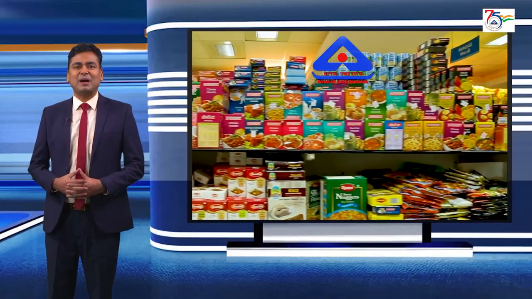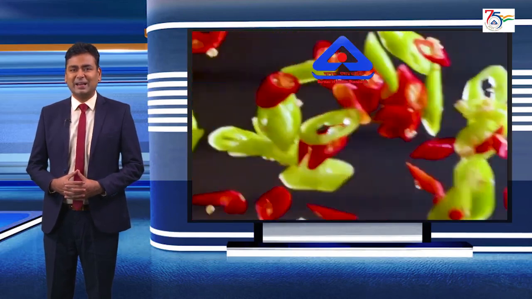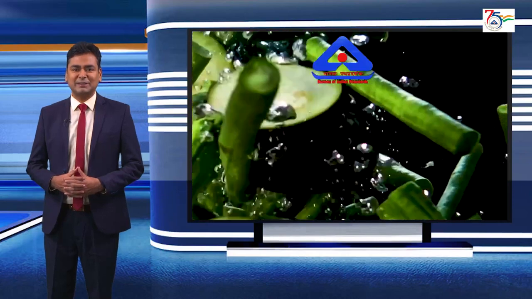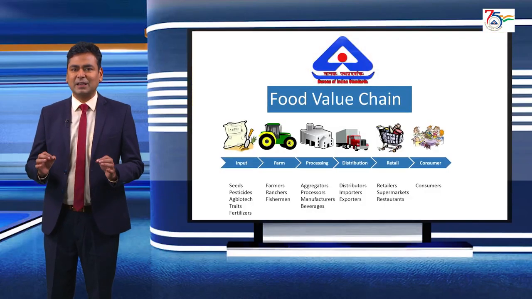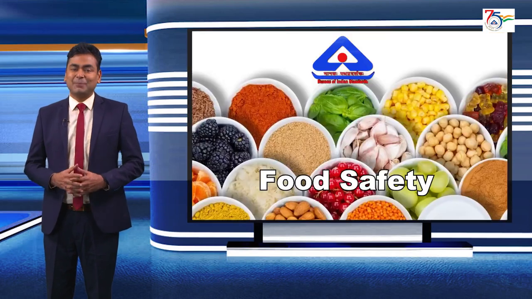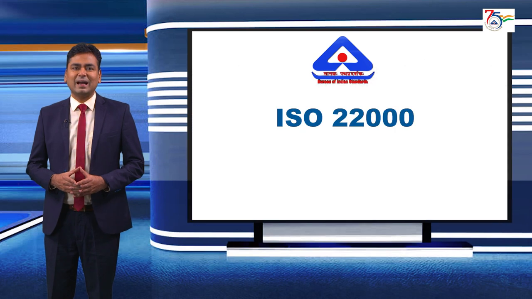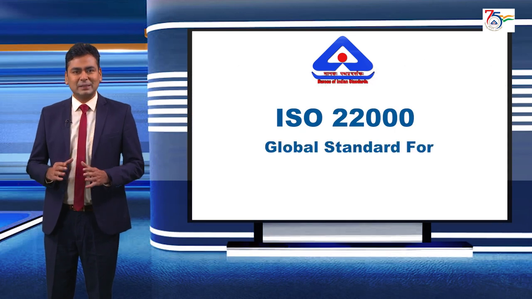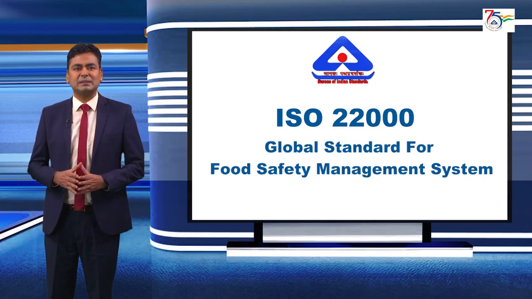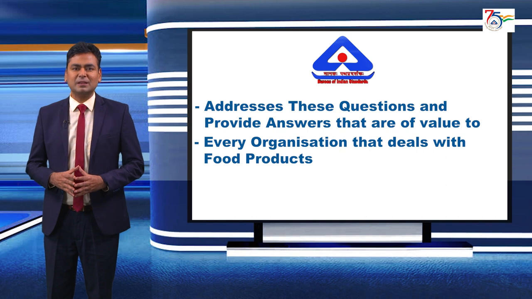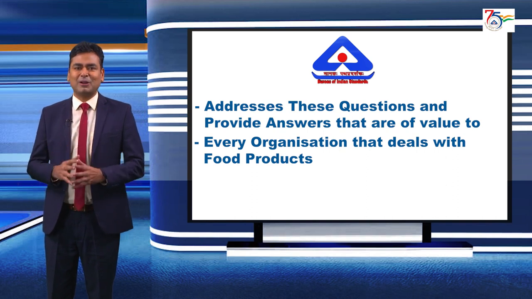Food is an integral part of our existence, our daily life, and needless to say, we cannot afford to be slack about maintaining food safety at every stage of the supply chain, from harvest to consumption. But exactly what is food safety, and is there a way to manage it? ISO 22000, the global standard for food safety management system, addresses these questions and provides answers that are of value to every organization that deals with food products.